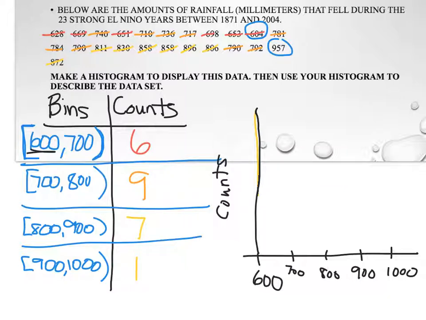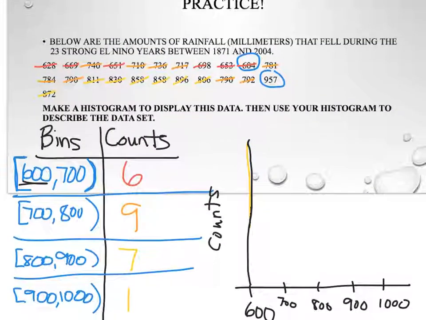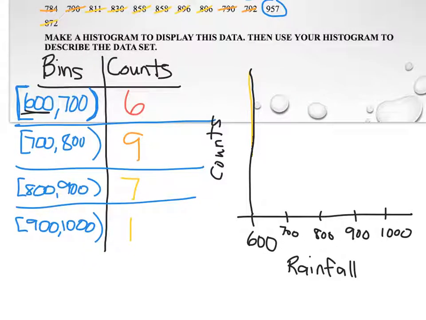And then underneath our histogram, on the bottom, these were, remember, rainfall. So we're going to say this is our rainfall. And we should say our units as well. So we were measuring in millimeters. Alright, so now that we have our counts and our rainfalls, we should make sure we have our counts numbered. So we're going to go just by ones for our counts. And we want to make sure we get up to 9.